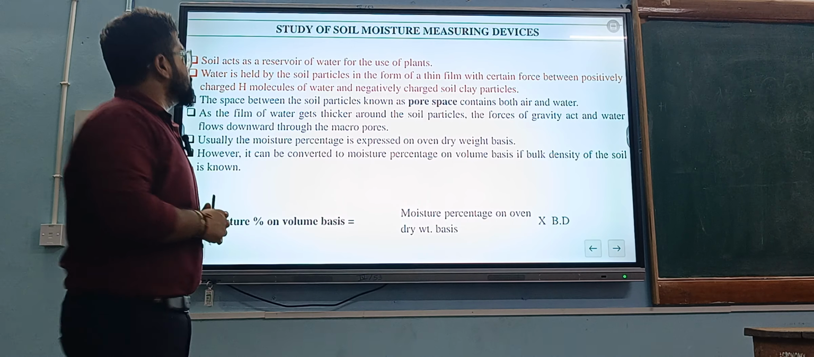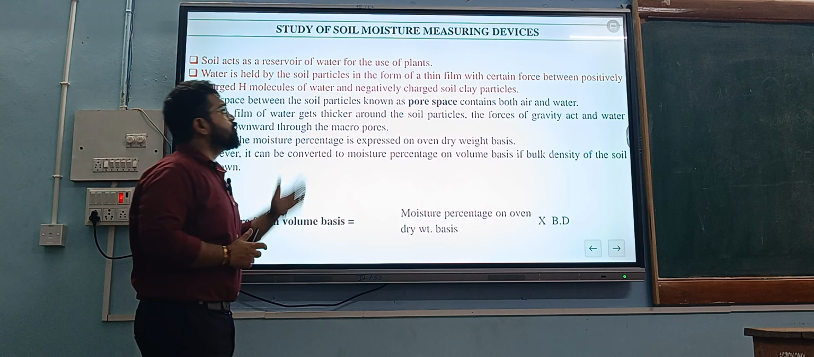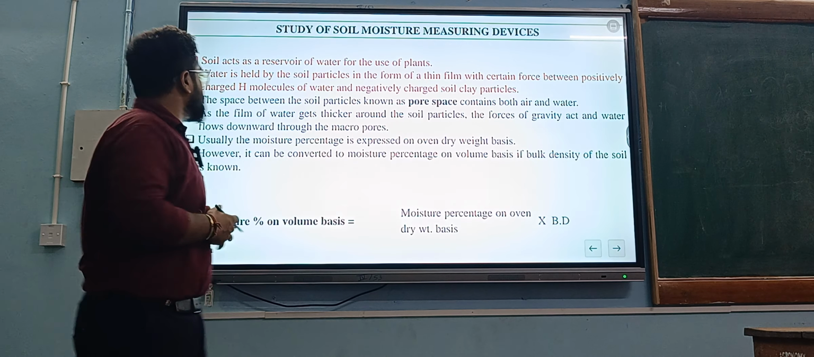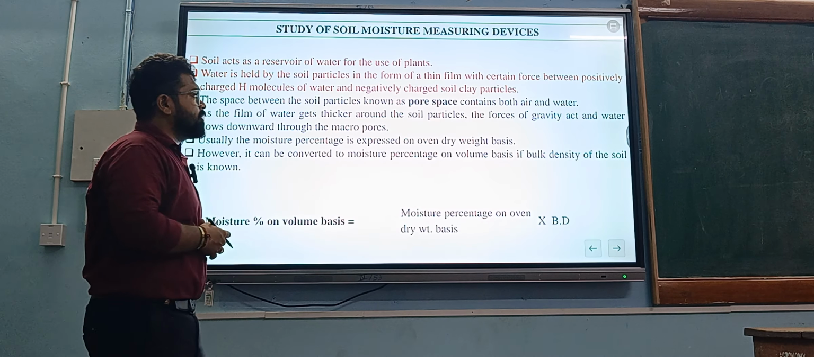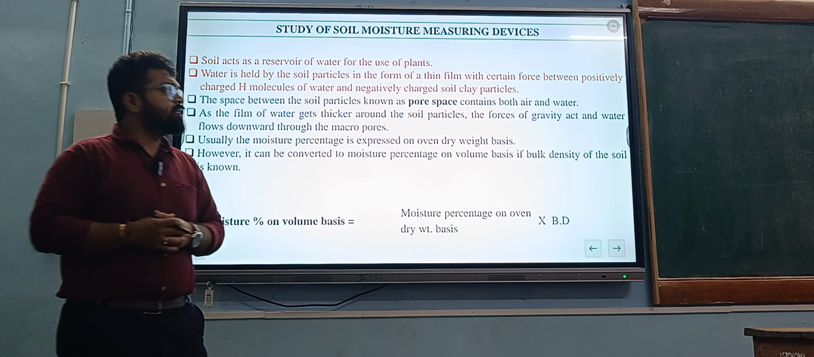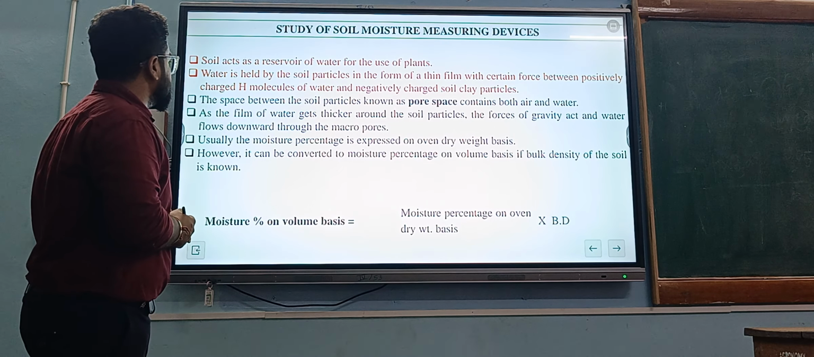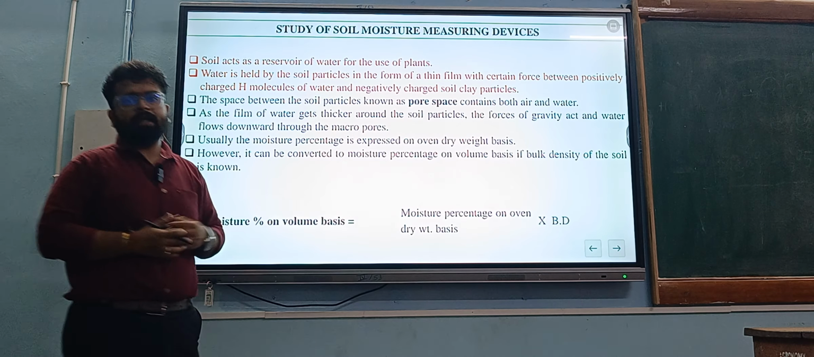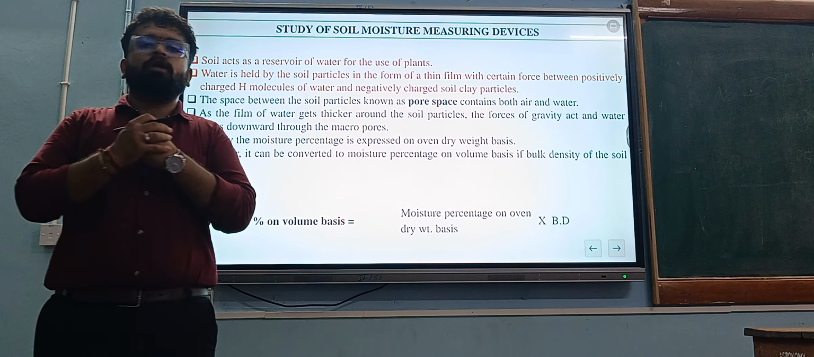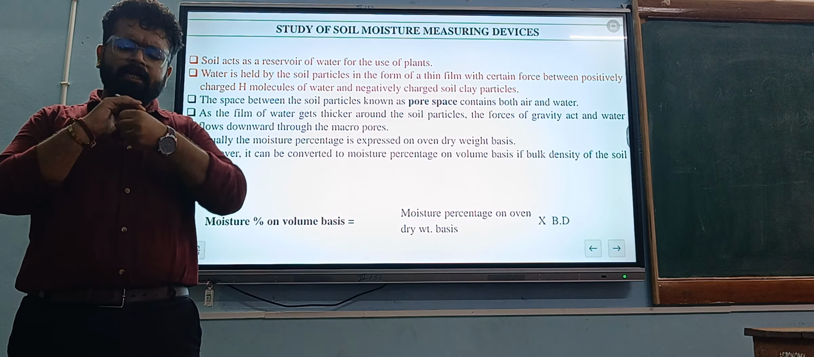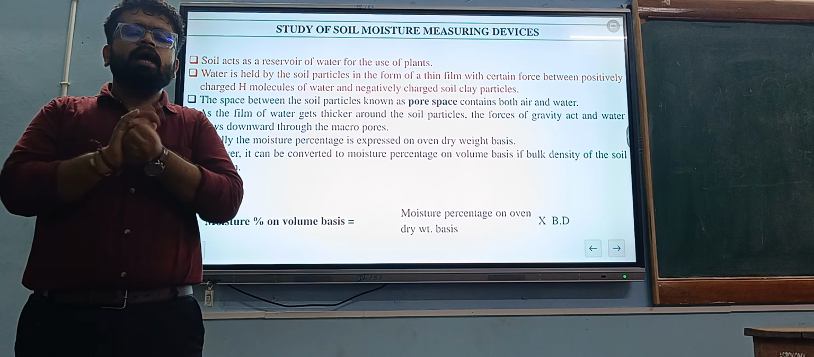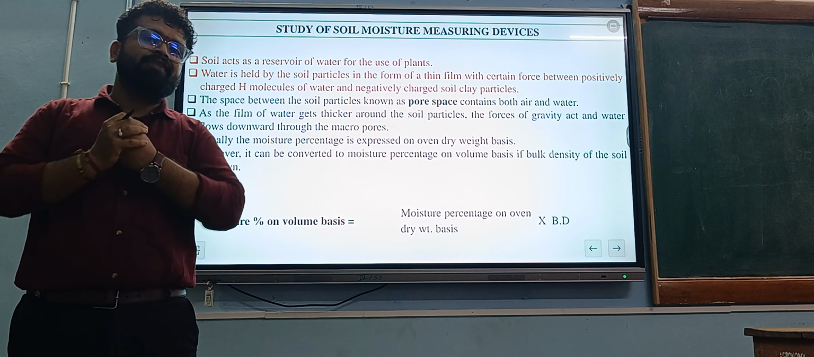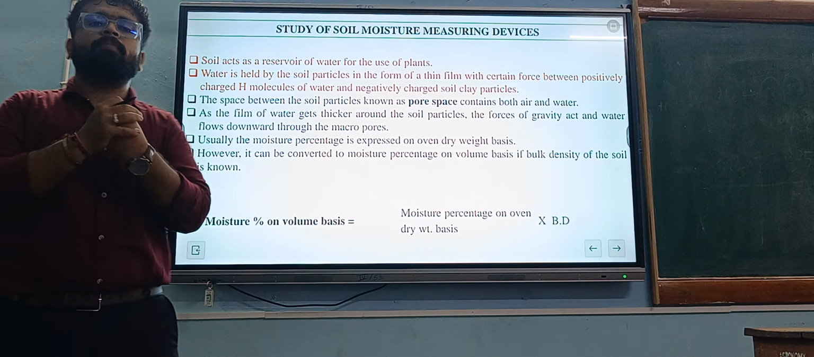See, soil acts as a reservoir of water for use of the plant. Water is held in the soil particle in the form of a thin film, with a certain force between the positively charged hydrogen of water and the negatively charged soil clay particle. It's always important to know how water is held around the soil particle. Water is held as a thin layer with hydrogen bonds, with the force of adhesion between the soil and the water particles.